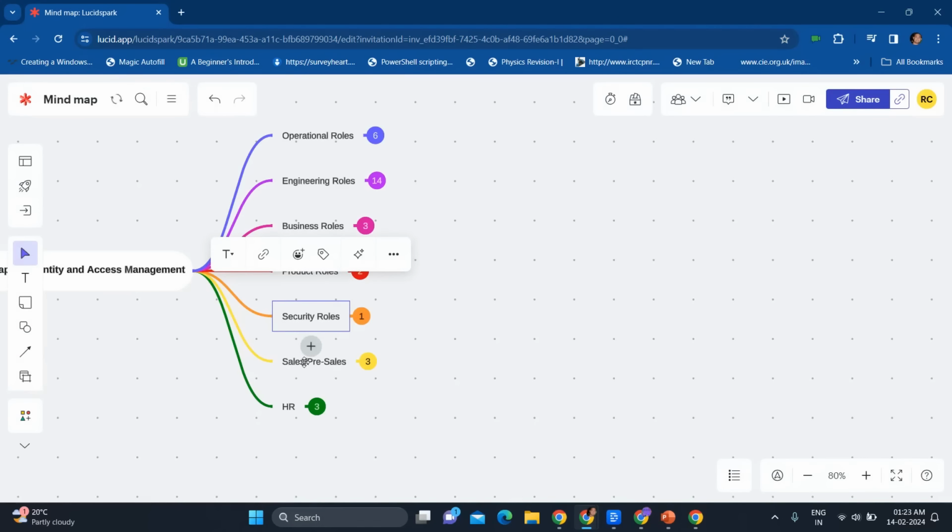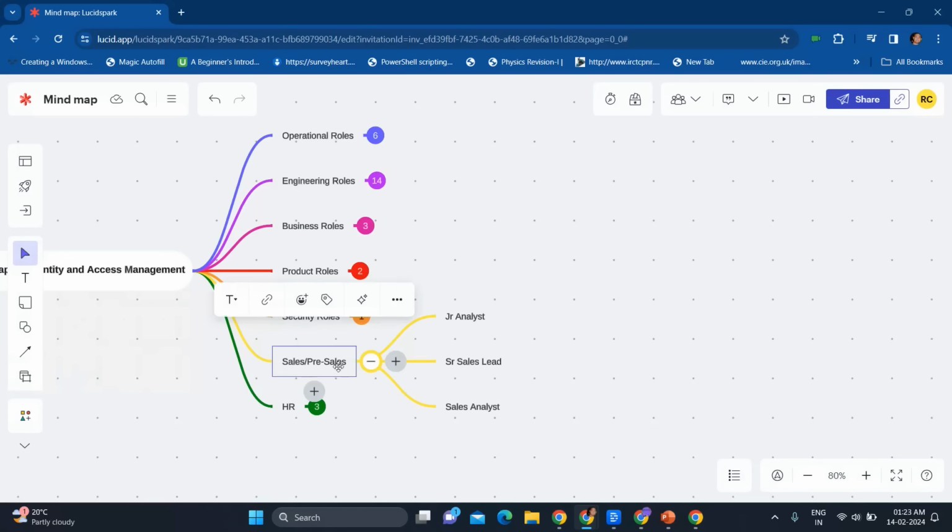One of the important roles that you have is sales and pre-sales. Here you have a junior analyst, senior sales, lead sales analyst, and pre-sales. Sales is very customer facing. Sometimes pre-sales may be interacting during the sales cycle, sometimes not. And a lot of the time these roles are applied for by MBA graduates. So this is another very important role that organizations are looking for nowadays.